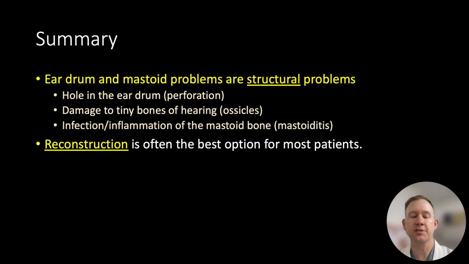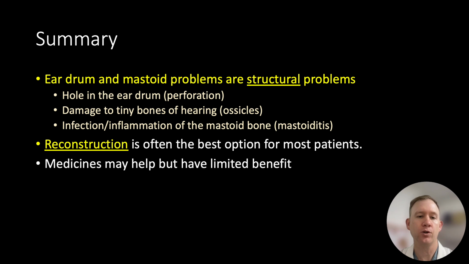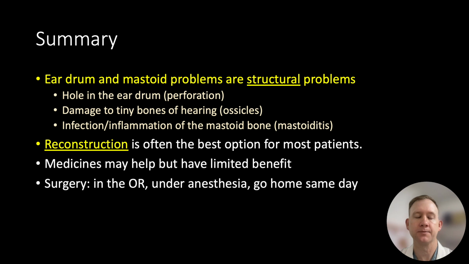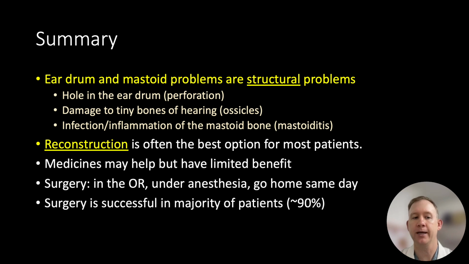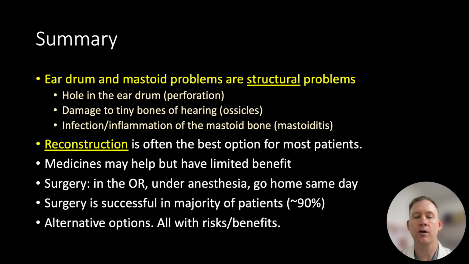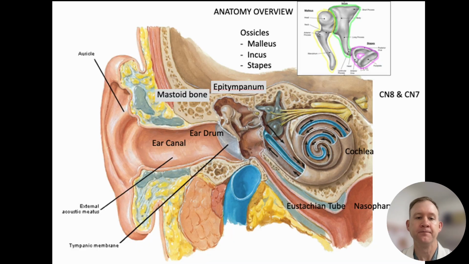So the best option for most of these problems is to reconstruct the problematic areas. That's really the best option for most patients. Medicines do have a role, like antibiotics and eardrops, but they have a limited benefit for structural problems. So we do this reconstruction in the operating room. It's done under general anesthesia, so the patient doesn't feel anything, and they can go home the same day. Surgery is successful in most patients, around 90% of the time, and there are alternative options, and everything comes with risks and benefits.